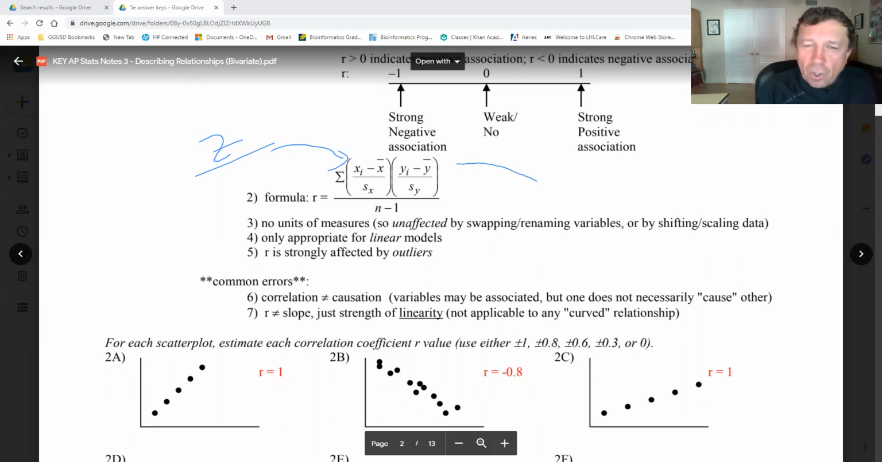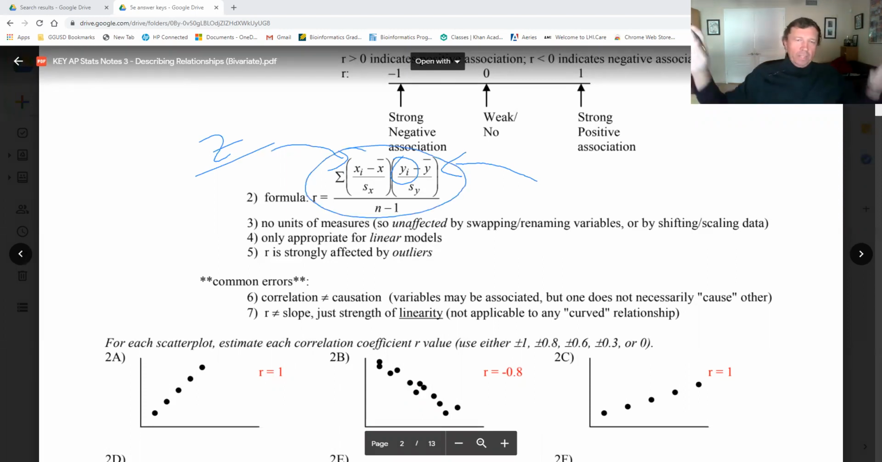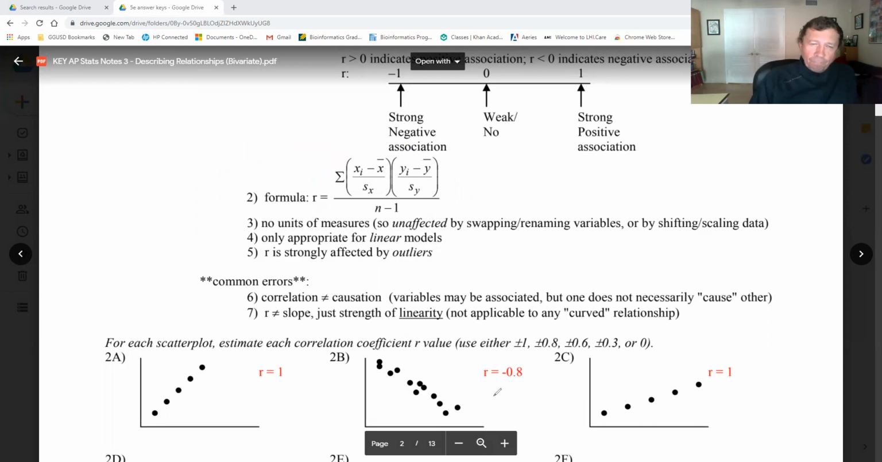And then you take the corresponding y, every y sub i means every individual y, minus y bar, which is the average of the y's, divided by the standard deviation. So basically it's two z-scores, but you'll never do this, ever. It's all done with the calculator. There's no way you would be able to do that by hand. It would take forever.